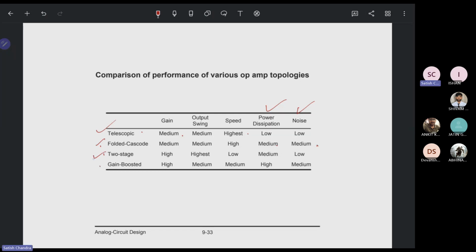Now comes the two-stage. What is the benefit there? We are achieving a high gain and a high output swing, but the speed becomes low, and the power dissipation is medium. Now, if we apply gain boosting, then we achieve a very good result: high gain, medium output swing, and medium speed, not high but medium, which is a very good thing. But the power dissipation is high. That is one of the drawbacks.